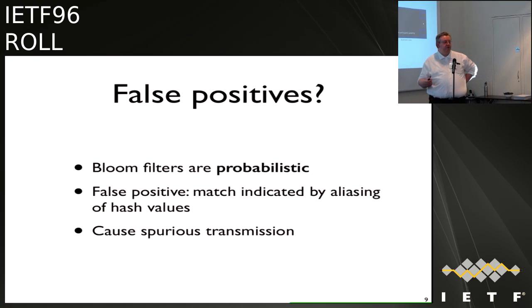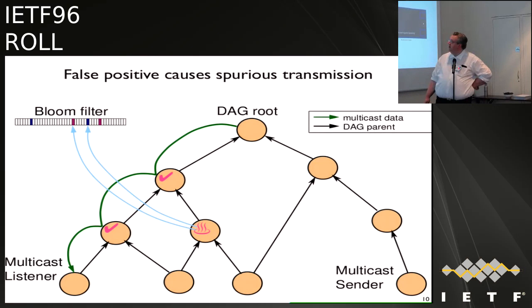Of course, Bloom filters have false positives because hash functions are hash functions. They are not precise. What happens is you get spurious transmissions. And now we have to find out how bad is that. So if this guy, for some reason, has the hash functions pointing to bits that have been set for the other people, then we get a spurious transmission here, and we waste energy.